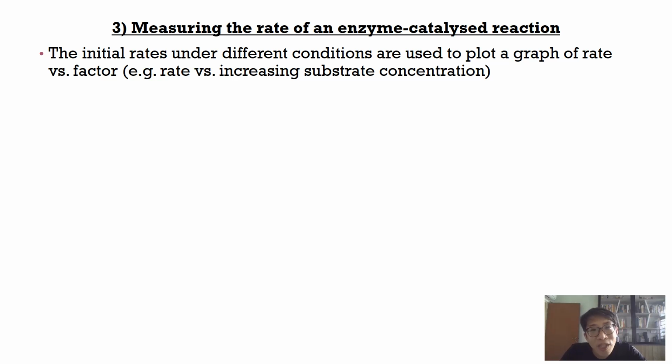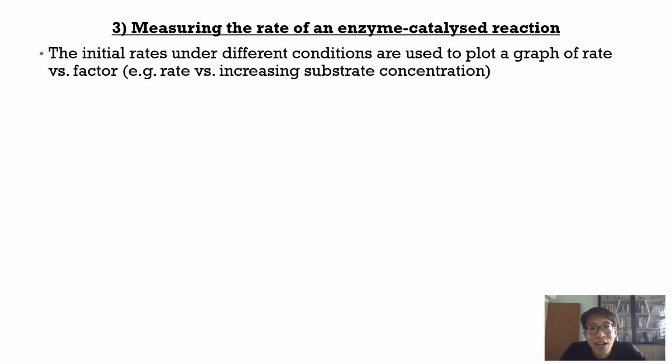So if you want to investigate how the different factors affect the rate of reaction, then you need to carry out multiple reactions with different values of the factor and then measure the initial rate of reaction. Let me just give you an example to explain this.